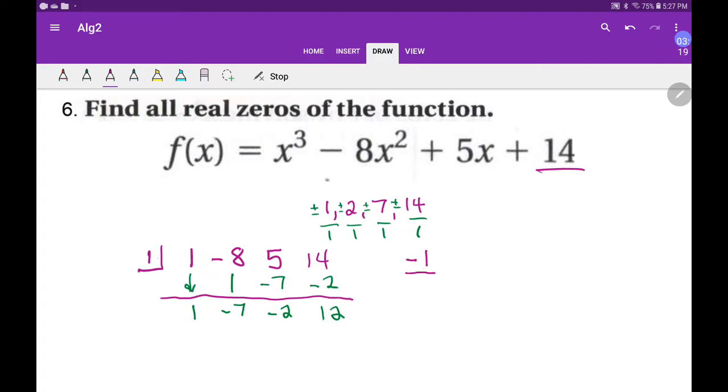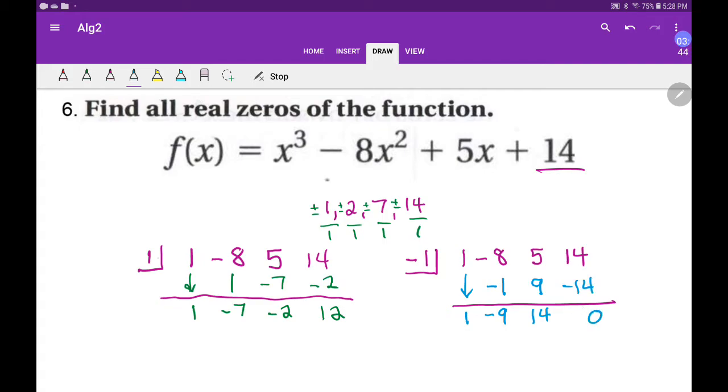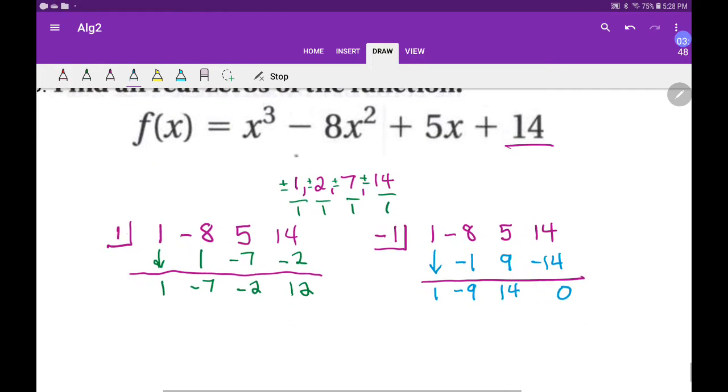Okay, well, we had to try something. So now we're going to try negative 1. Let's see how that works with the same numbers. And let's see what we get. So we bring the 1 down, we get 1. We multiply by negative 1, we get negative 1. We get negative 9 when we add those together. Negative 1 times negative 9 is positive 9. We get a 14. It's a negative 14, which means I get a 0. So this is success. I suppose I should write success.